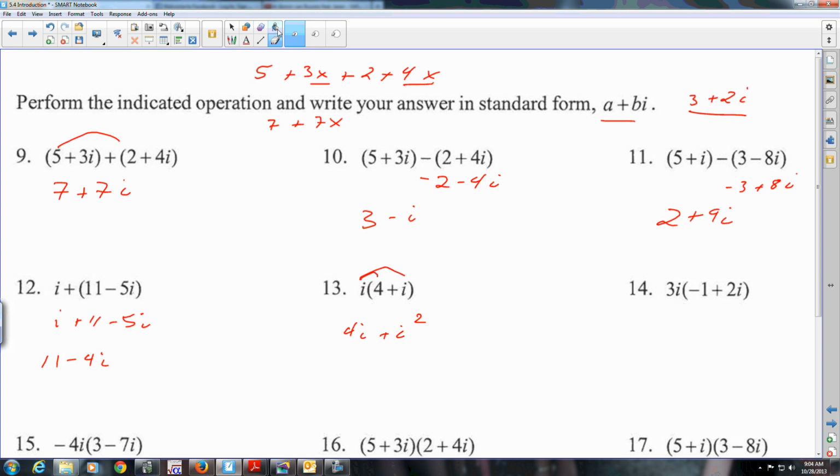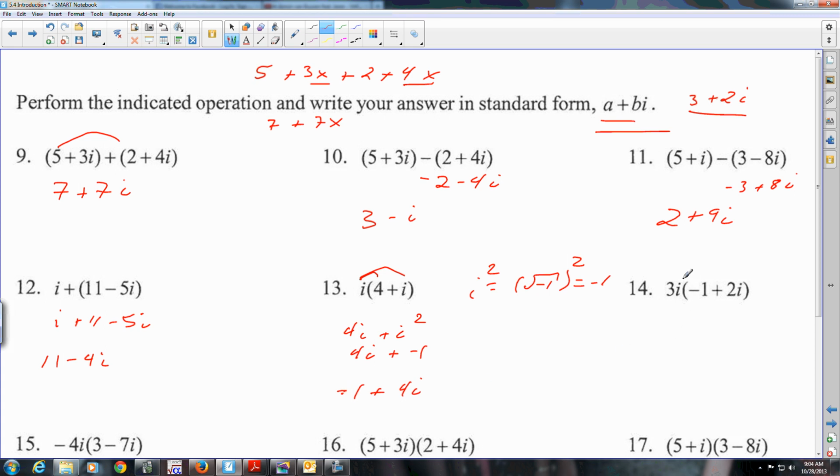1 second. i squared is the square root of negative 1 squared. The square cancels the square root, so you get negative 1. So 4i plus i squared is really 4i plus negative 1, and it's supposed to be written with the piece without the i first, so negative 1 plus 4i.